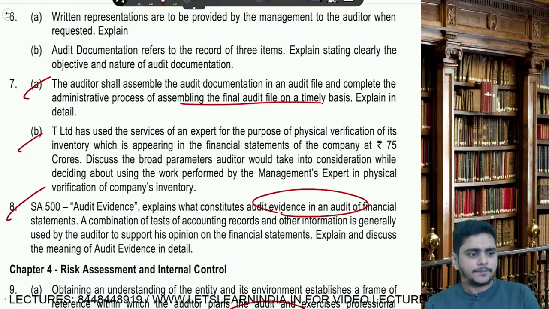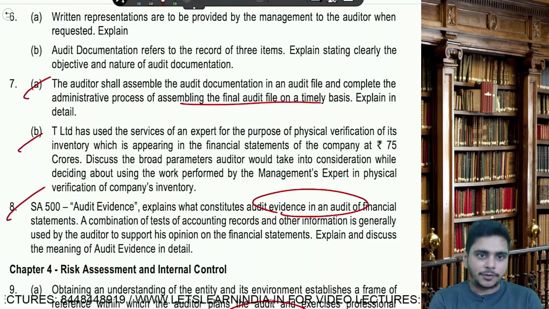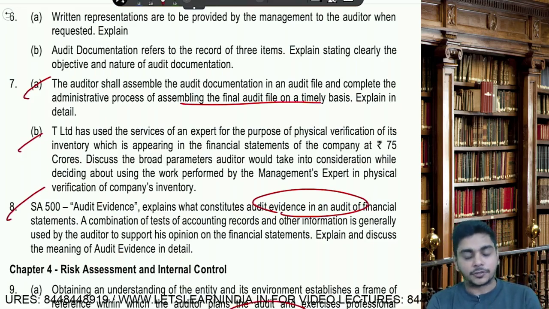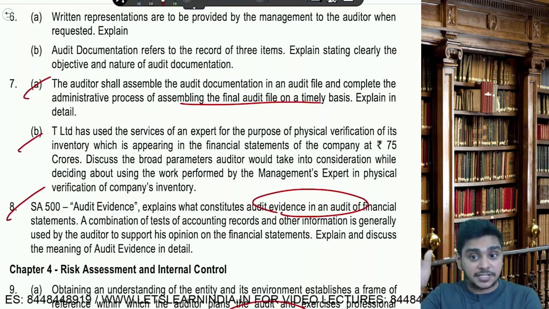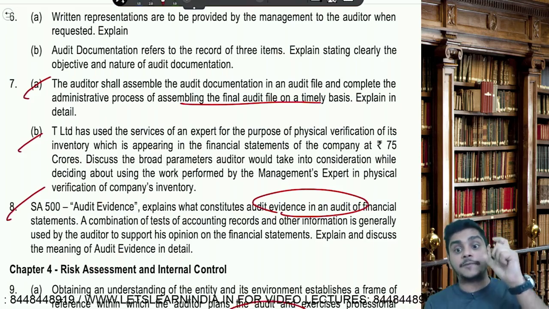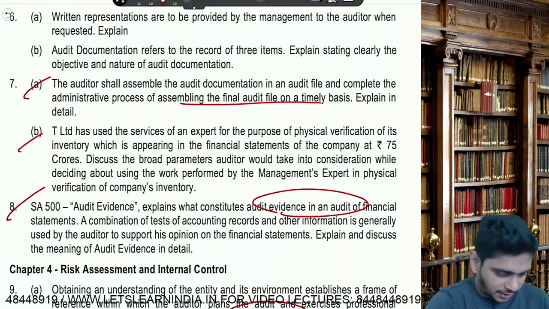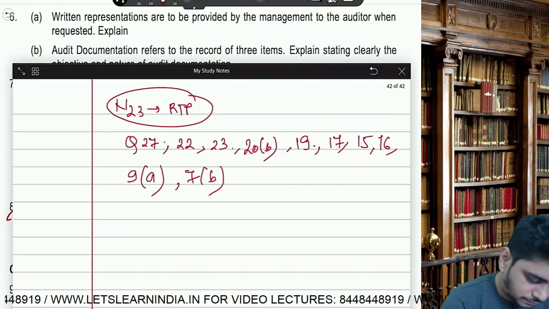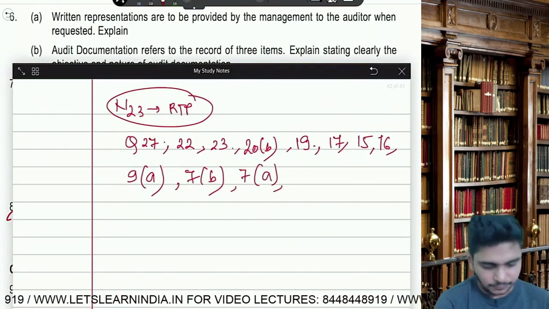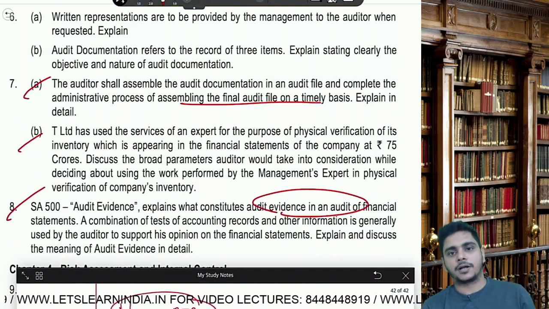Plus it should be prepared before the date of the audit report. After the date of the audit report, assembly is within 60 days. Very important MCQ it was. So 7A also please mark.